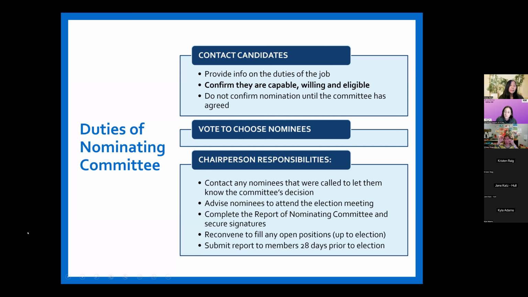The nominating committee will vote to choose the nominees, and the chairperson, who is elected by the nominating committee with the parliamentarian there, is responsible for contacting the nominees to make them aware of the committee's decision, to let them know that they should attend the election meeting. Nominees should be there. If they're not there, they need to give their consent in writing so that you have consent from them, and to be sure to complete the nominating committee report.